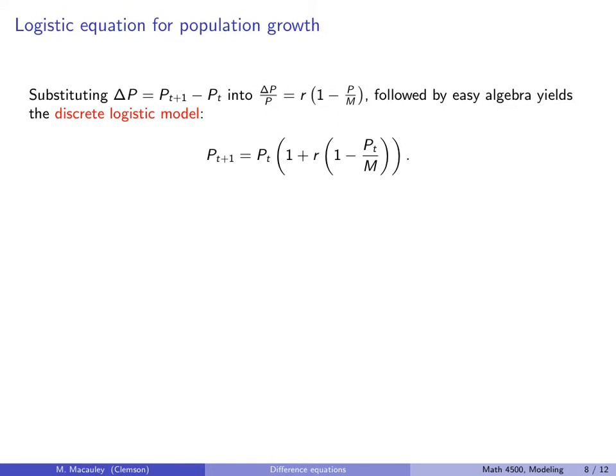And if we substitute in for delta p, p_{t+1} minus p_t, and this p on the bottom is just p_t, because remember p is short for p of t. If we substitute this into here and this into the bottom, and then multiply the bottom p_t to the other side, then we get this form of the logistic equation right here. So this is the population tomorrow based on the population today.